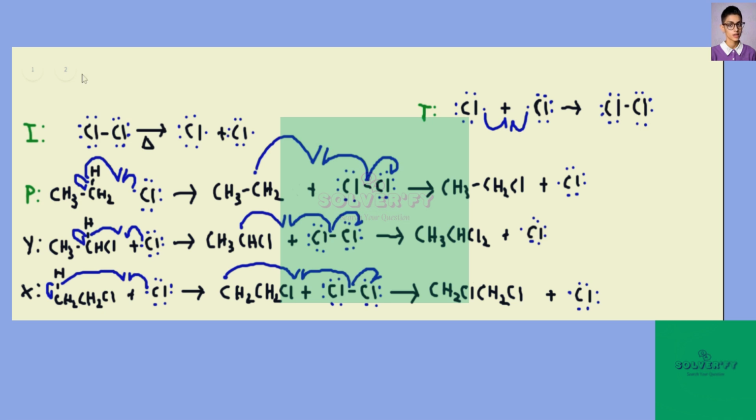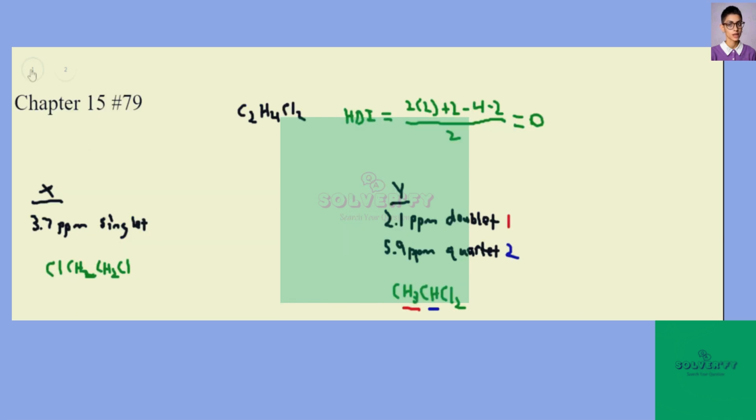And again, the structures of X and Y are here. But just to review this first page, this is how we derived them from NMR data. And that's the answer to Chapter 15, problem number 79.